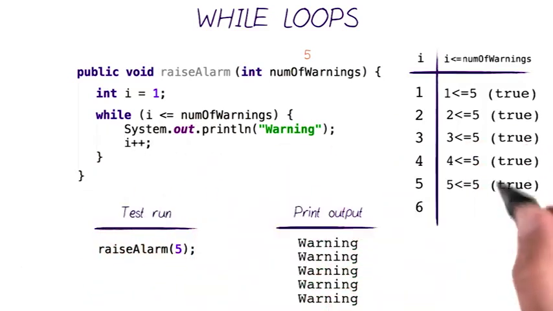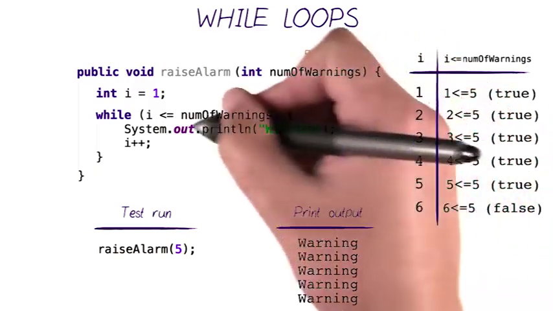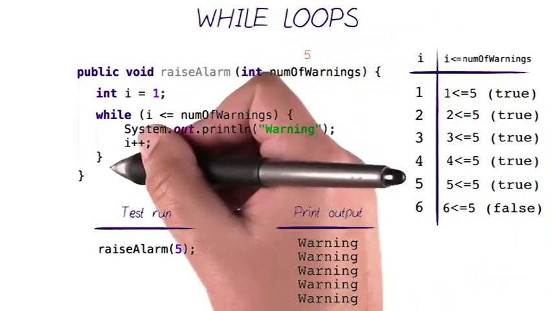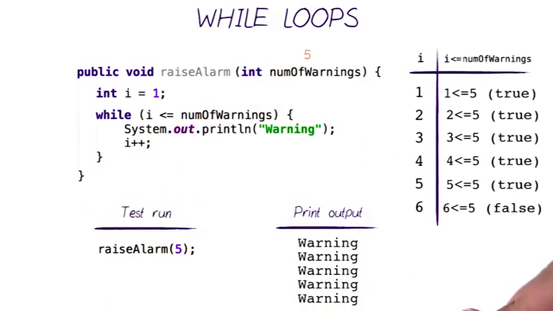Go back up, do our check. Is 6 less than or equal to 5? No. This means this condition is false, so we do not step into our loop, and we just exit. And that's the end of our function. So, if we call this function with a parameter 5, we see warning printed out 5 times.